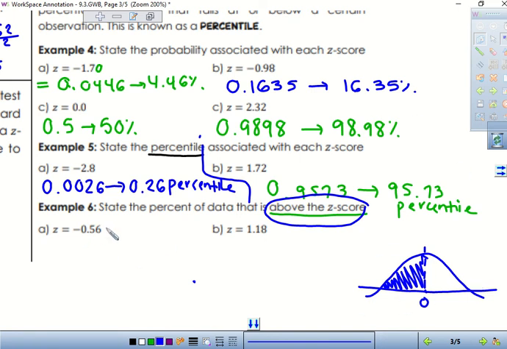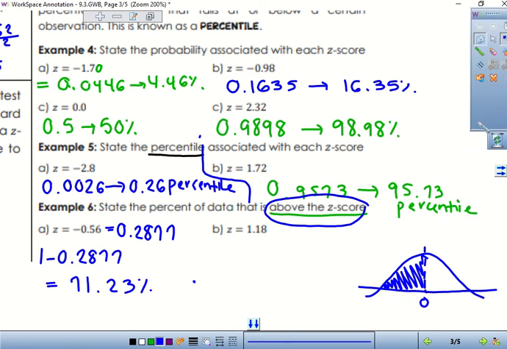So we look at our z-score as we've been doing. You're going to calculate it from the chart, okay? So negative 0.5 and then go over to 0.06. And you should get, when you do this calculation, 0.2877. And now to adjust for the fact that we want above, we do 1 minus this value, which ultimately comes out to be 71.23% once you convert it to a percentage. So does everybody see how I got that?